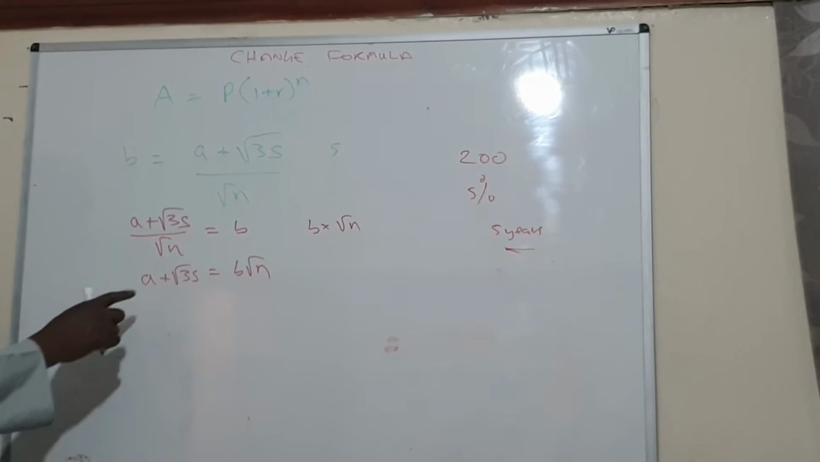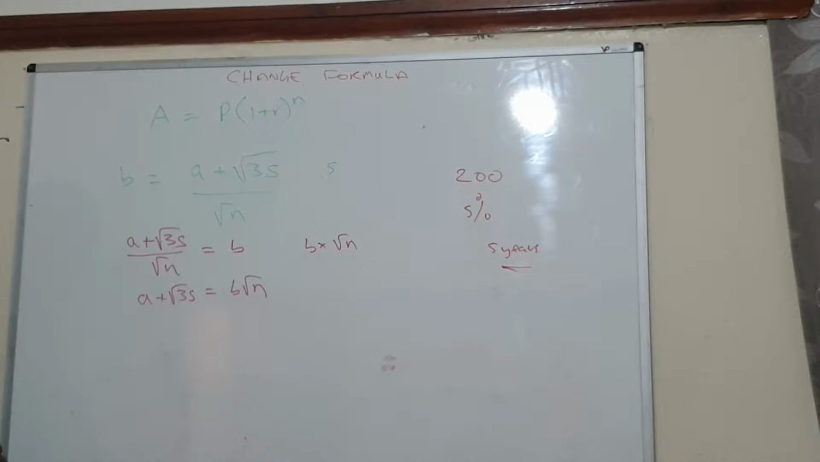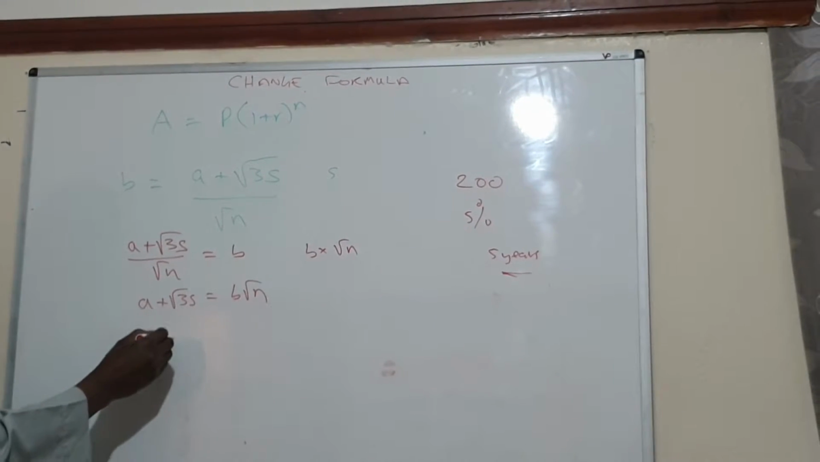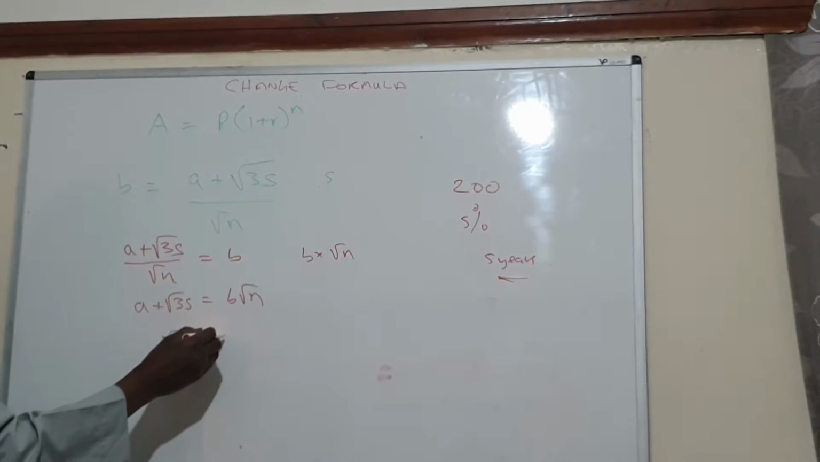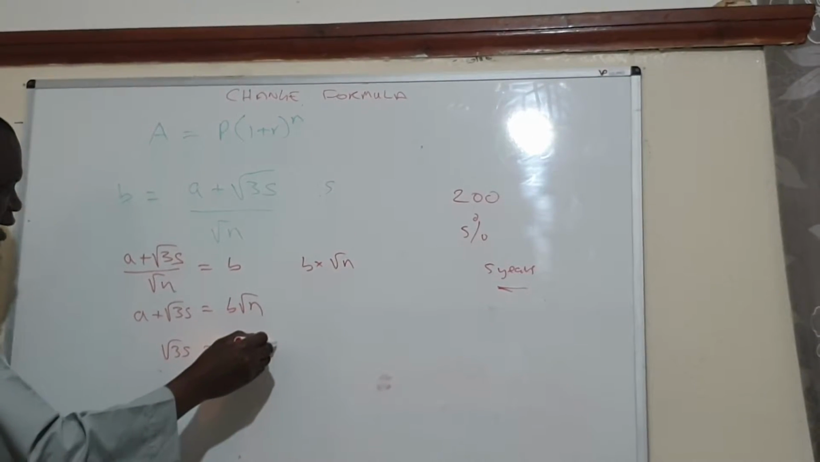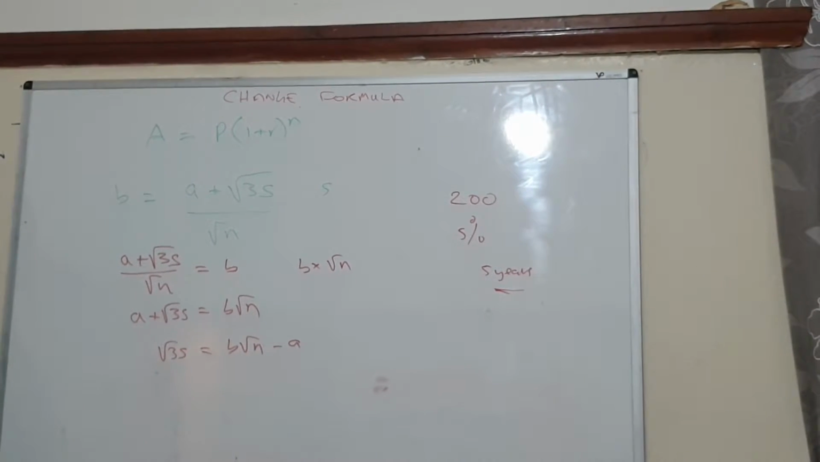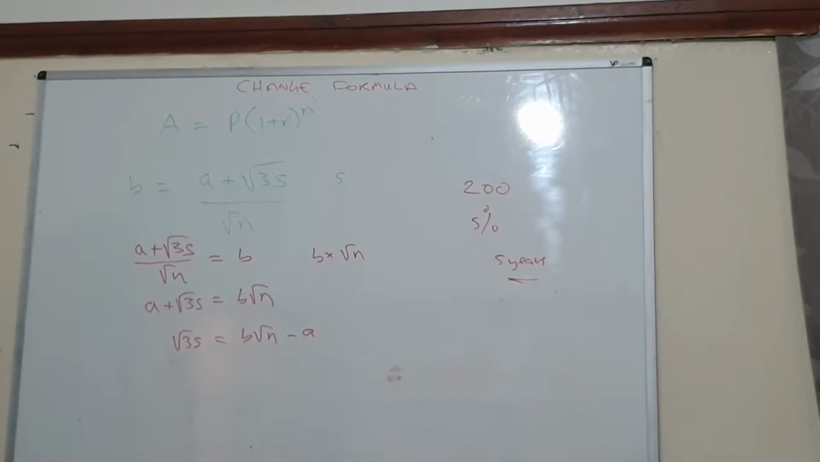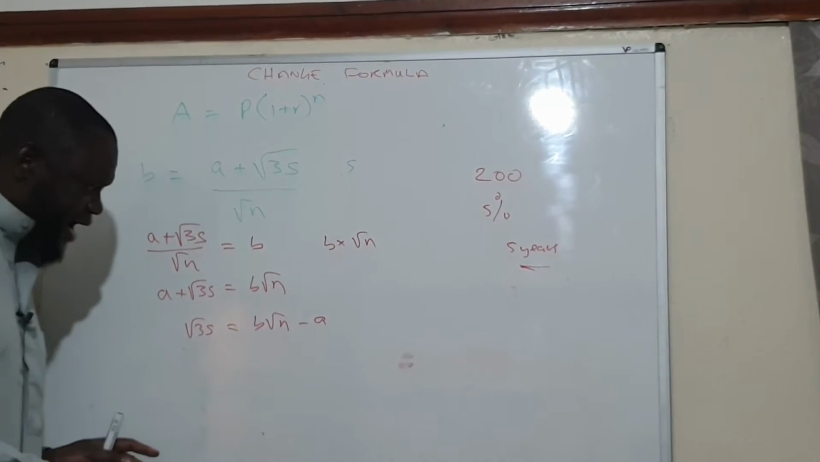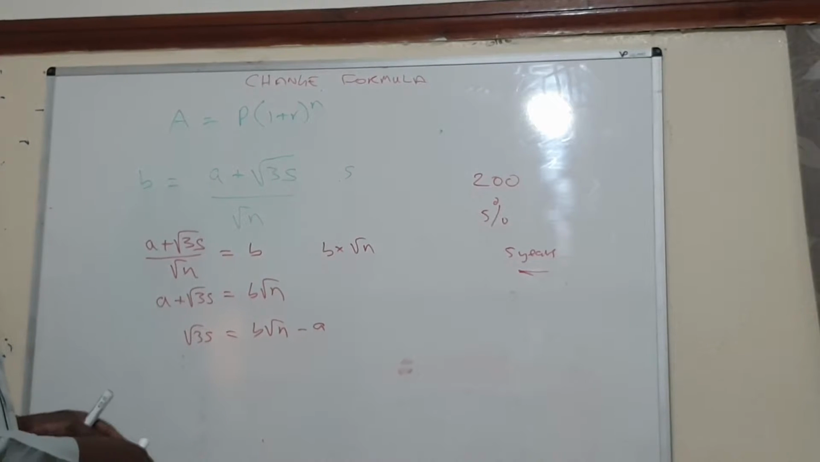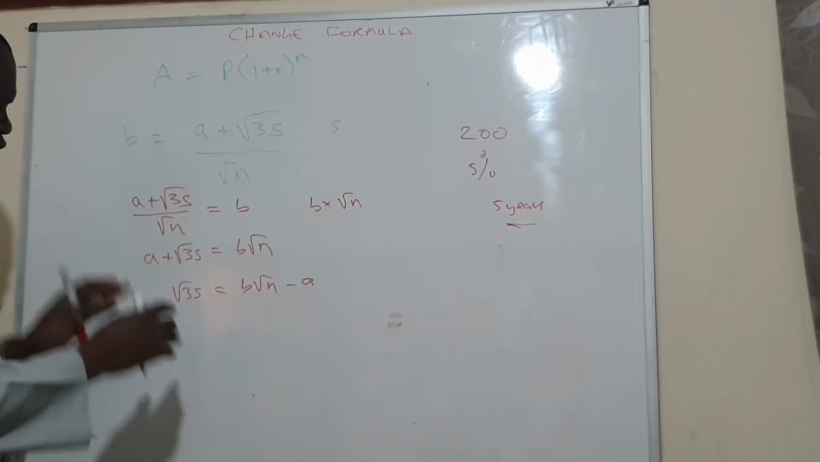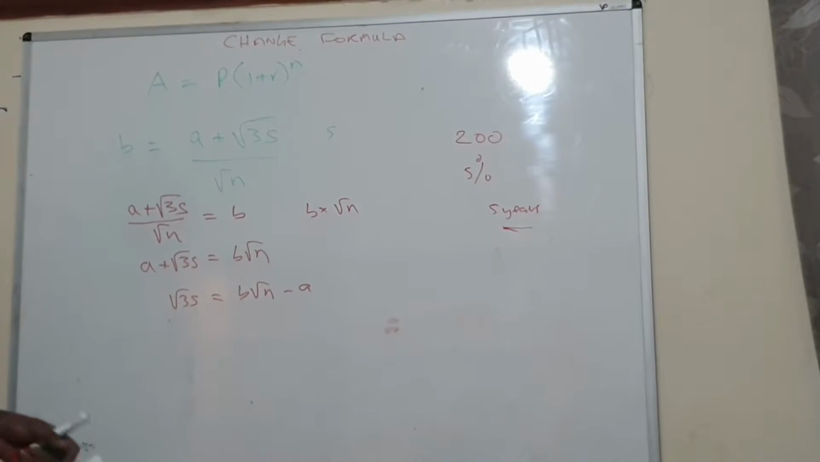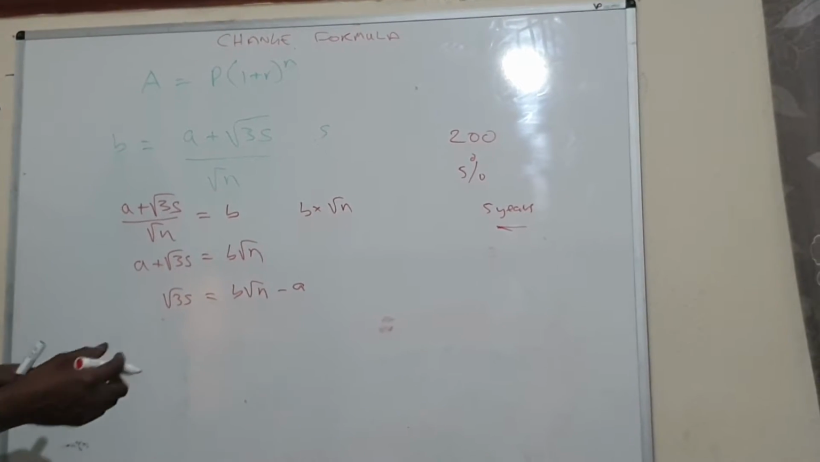Now, we are getting close to our s. Plus 3a on this side, so we move to the other side. We are left with root of 3s is equal to b root n minus a. Now we have our root on one side here. When you have a root on one side, to get rid of the root, you have to square it, because the root of a number times the root of the same number will give you that number. Root 5 times root 5 is 5.